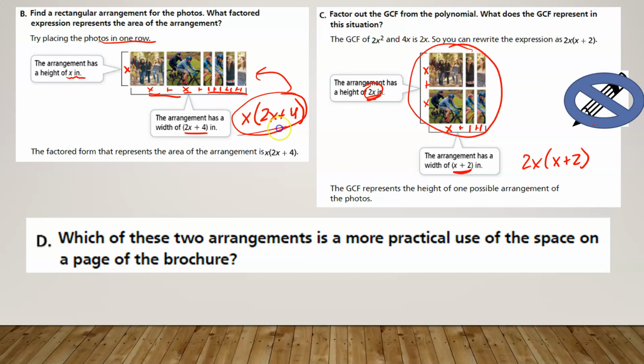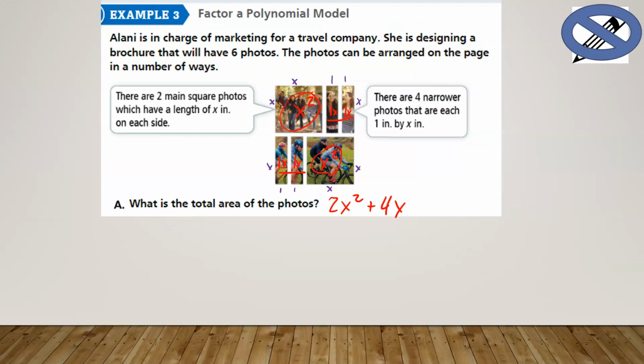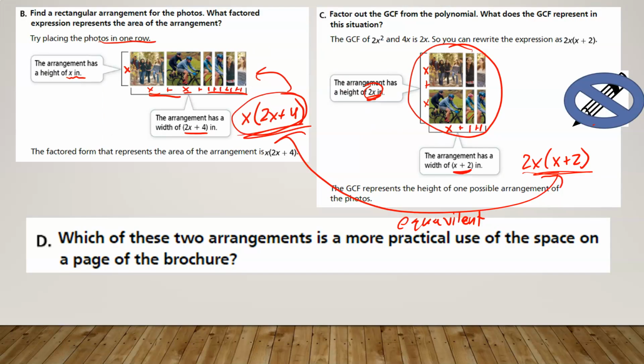And here's the thing, you guys. These two things that we got, they are equivalent, meaning they get you to the same thing if we multiply them out. They get us to what we said the area of the whole is when we added them up. They both get us to 2x squared plus 4x if we multiply. Having said that, when you have the more efficient use of space, we took out the greatest common factor. The greatest common factor of it was 2x. X is a factor, but not the greatest common factor.